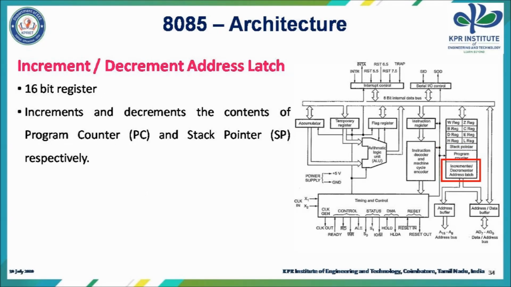The last register in the register array is the increment bar decrement address latch. It is a 16-bit register. This register is used to increment the program counter and decrement the stack pointer, because whenever the data in the program counter is taken, it automatically increments by 1, and whenever the data in the stack pointer is taken, it automatically decrements by 1. So this increment bar decrement address latch is used to increment the program counter and decrement the stack pointer respectively.